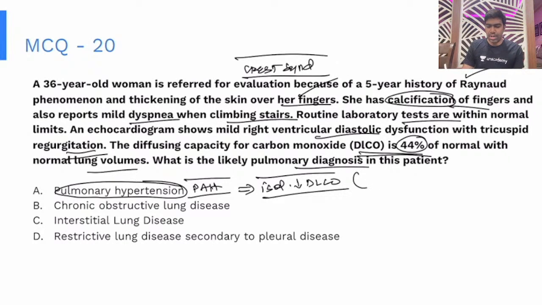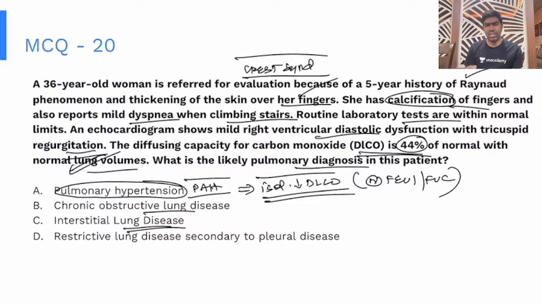And in pulmonary hypertension, you'll have a normal FEV1, a normal FVC, and a normal FEV1/FVC ratio. Every parameter will be normal. Only there will be an isolated drop in DLCO. And COPD, I don't think it's going to be the answer, because how can you have a normal lung volume if it's COPD? In COPD patients, the FEV1 will be low, the FEV1/FVC ratio will be low, and definitely TLC will be high because it's an obstructive lung disease.